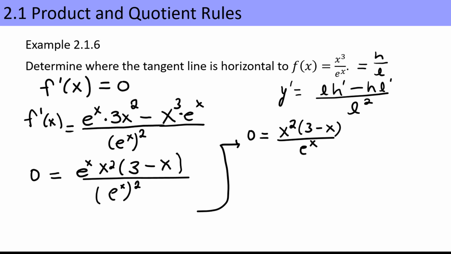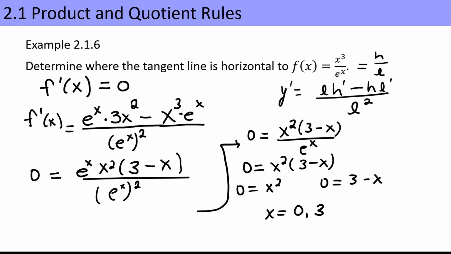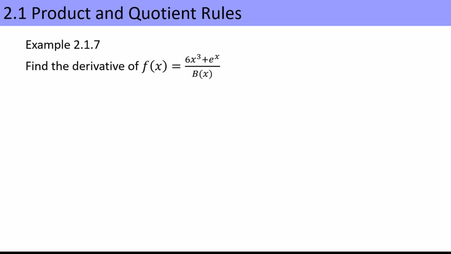So we're going to set the numerator equal to 0. 0 is equal to x squared times 3 minus x, and we will continue. Using the zero product property, we've got 0 equals x squared, and 0 is equal to 3 minus x. So the values that we get are x can be 0 or 3.